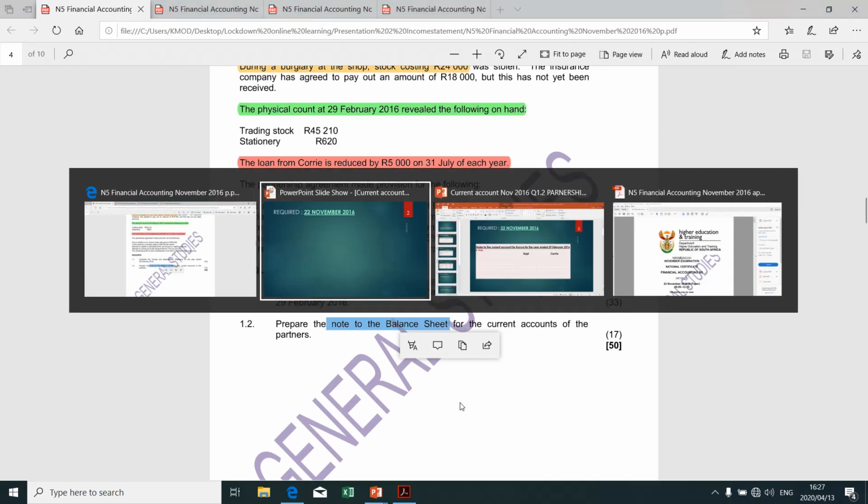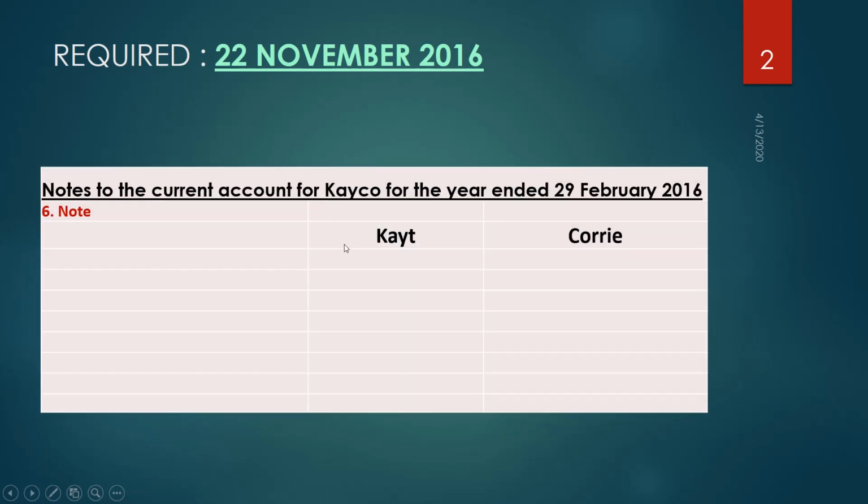Without wasting your time, I'd like to take you to the structure of the note to the current account. That's notes to the current account for KCO for the year ended 29 February 2016. It's important that you tell the users what the note relates to. In this case, it relates to the current account, as a balance sheet item, and it relates to KCO. KCO is the partnership, and the current year of assessment is 29 February 2016.